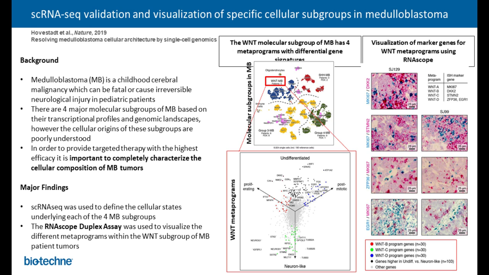Similar to the example in the previous slide, the same group of researchers also published another paper where they did single cell analysis on medulloblastoma tumors and identified different phenotypic subtypes of medulloblastoma cells based on their Wnt signature. And they categorized these as 4 different Wnt molecular subgroups. Using the RNAscope assay, they were able to visualize these different subgroups by co-localizing the markers within the tumor tissue.